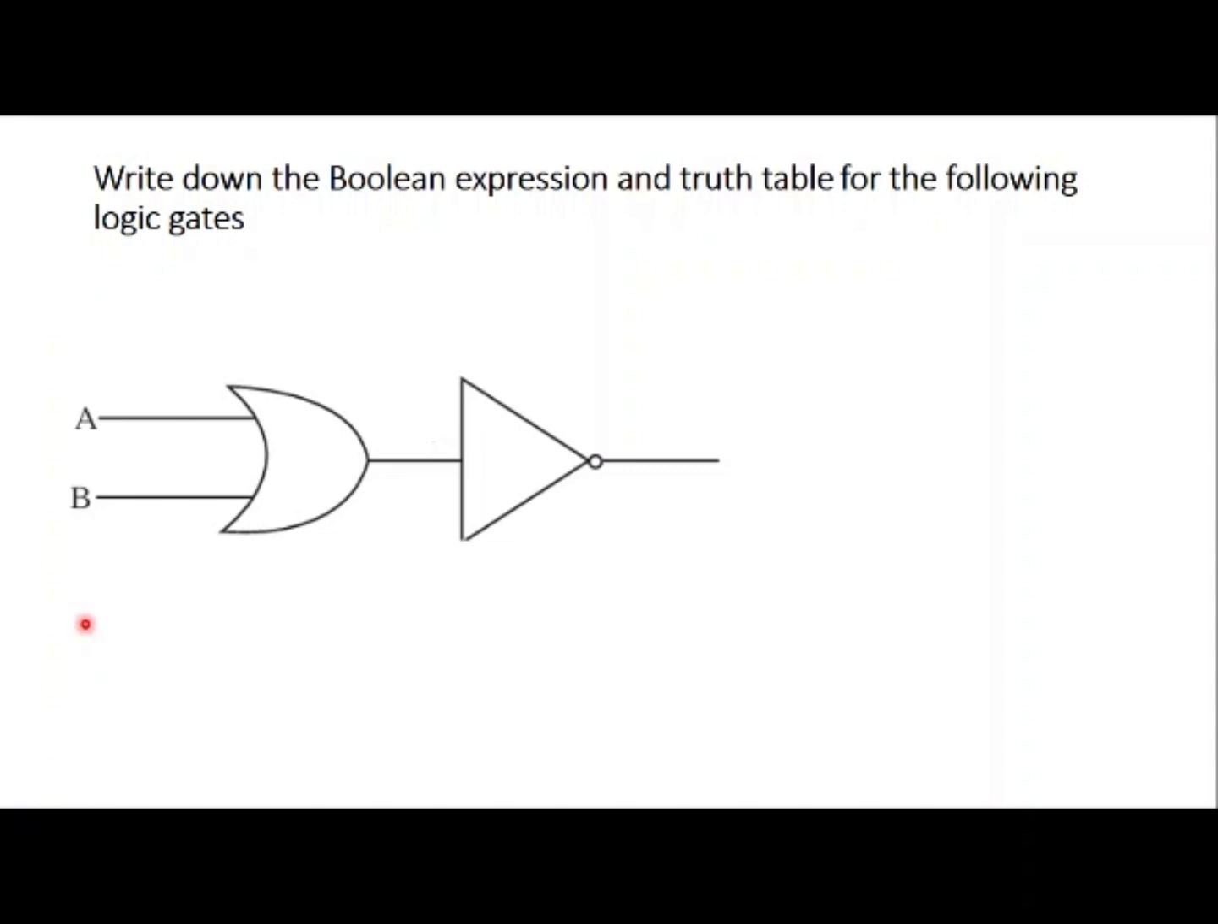In such types of questions, first try to identify the type of logic gates connected. So here we have two logic gates connected, and what are the inputs? A and B. What is this? This is an OR gate. And what is the Boolean expression for an OR gate? F equals A plus B. And what is this? It's a NOT gate. What is the Boolean expression of a NOT gate? F equals A complement. And the output of the OR gate will be the input of the NOT gate.